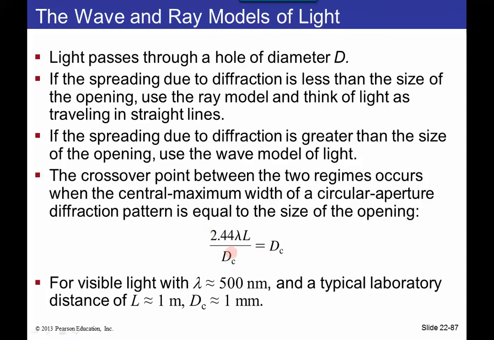For visible light around 500 nanometers, a distance of 1 meter and an aperture of 1 millimeter would be the threshold from which you have to switch from wave to ray models, or the other way around.